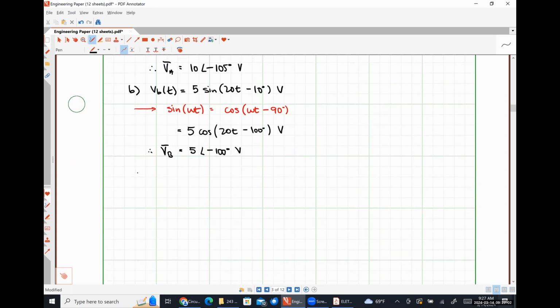And now we'll do part C. So part C, we have a voltage waveform that is 4 cosine 2t plus 25 degrees plus 3 sine 2t volts. So this one is significantly more tricky, right? If we were to do all of this in the time domain, it would be an absolute nightmare.